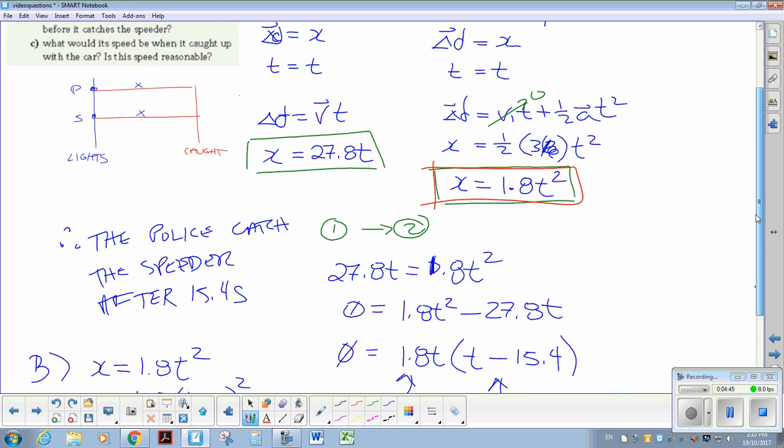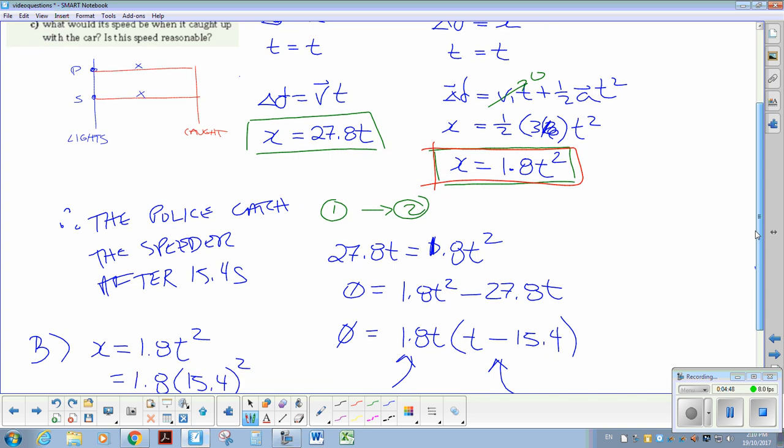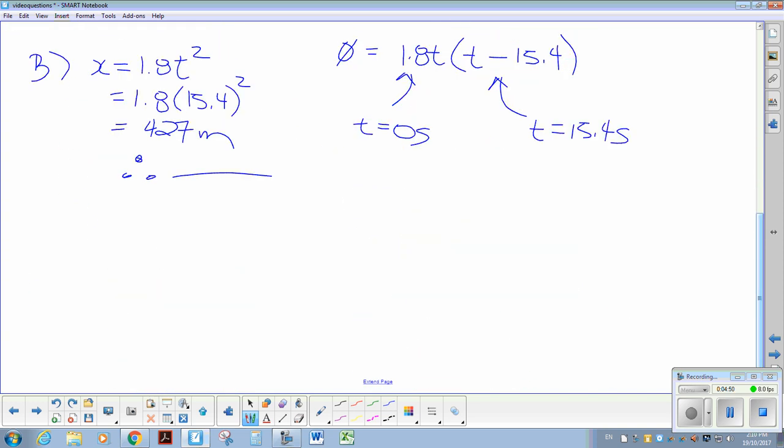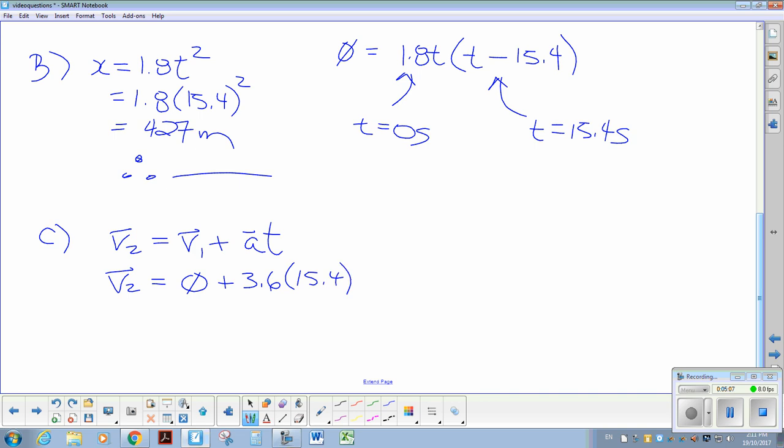And the last one: what would its speed be when it caught up to the car? So we're looking for our V final, V2. V2 equals V1 plus AT. V1 was 0. It accelerated at 3.6, traveling for 15.4 seconds. 3.6 times 15.4 is 55.4 meters per second. And to put that into kilometers per hour, that's almost 200 kilometers an hour.